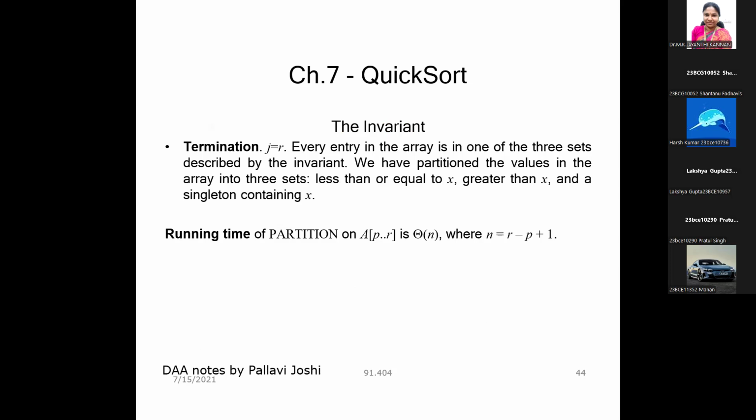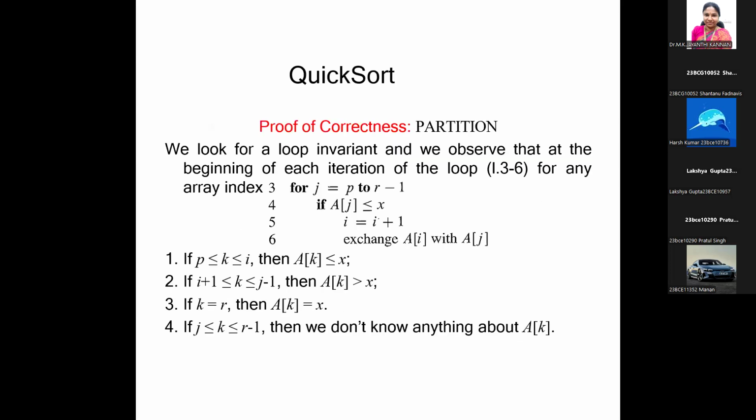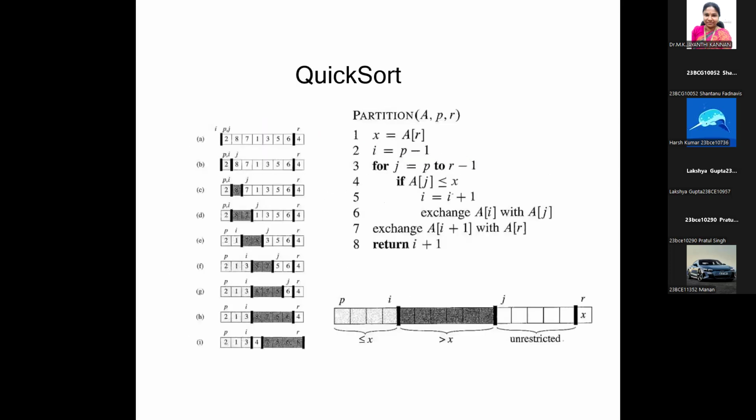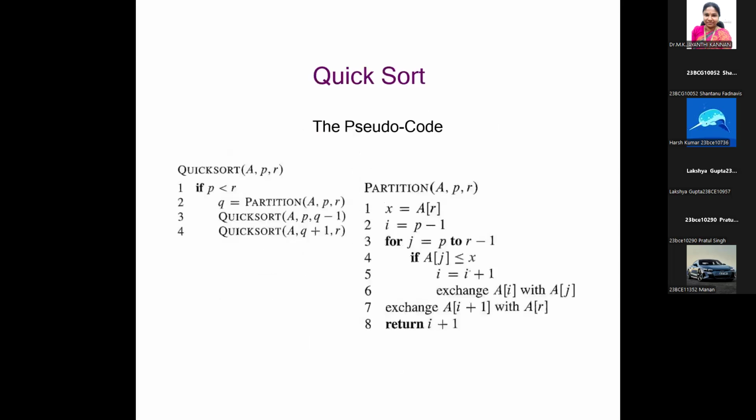If you take the termination condition of quick sort, it ends once the condition is satisfied. If p, the first position, is less than r, it continues. Once r and p both are equal, it means all the elements in the array are compared, and then the process will stop.